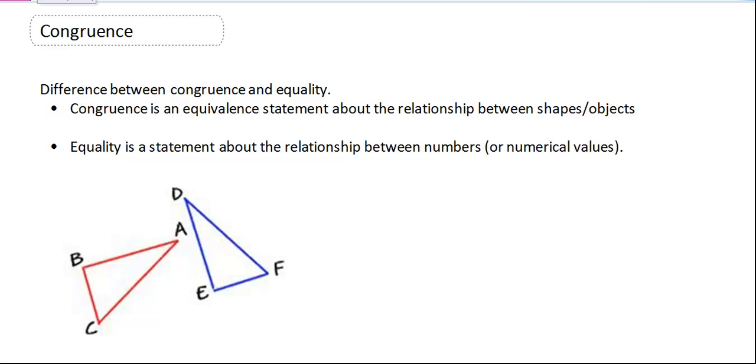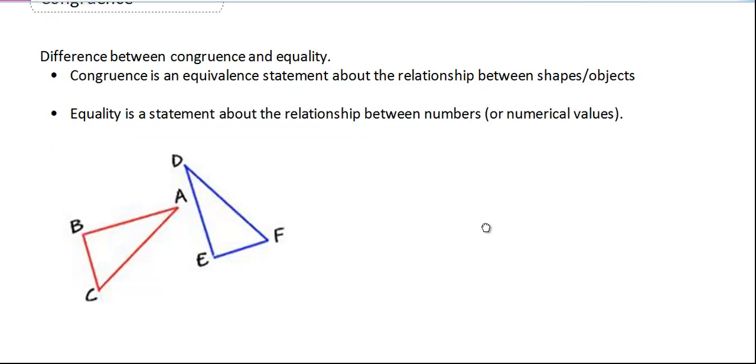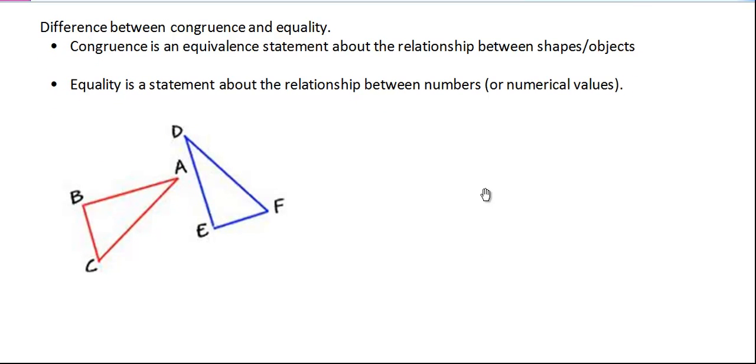Hi, today we're going to talk about congruence, which hopefully is a term you've heard before, but I want to clear up some things about the difference between what it means for something to be congruent and for something to be equal. Mainly, if two things are congruent, then we're talking about some sort of shape or object, whereas when I'm talking about things being equal, we're talking about numerical values, so measurements or something.